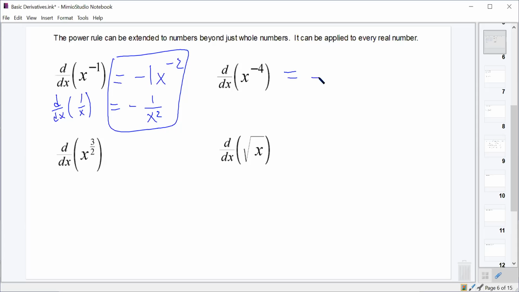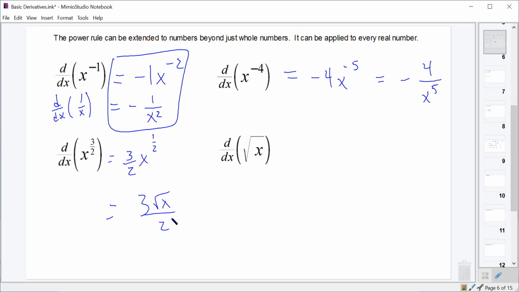All right, what about this next one? Would it be -4 times x to the power of -5? Yep. And if we wanted to write it as -4 over x to the 5th, that'd be cool too. But either one I will accept. What about the derivative of x to the 3/2? Three halves, x to the 1/2. Yep. Or I could write it if I wanted as 3 root x over 2.